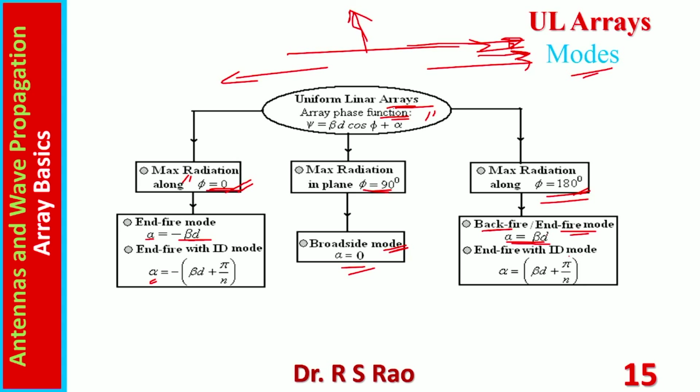Backfire with increased directivity mode is also there. In this mode, maximum radiation is along phi equal to 180 degrees, but of course more directivity appears in this mode than is given by backfire or end fire mode. In this case, the phase progression alpha is equal to beta d plus pi by n.